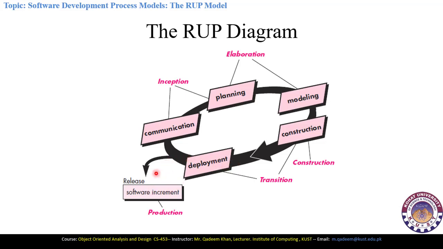After the deployment, if there are any errors or problems, then we will maintain and correct these problems, and that is the production phase here. In the production phase, we will observe the system so that if there are certain problems, we will resolve them, and that is the final phase of the Rational Unified Process model.